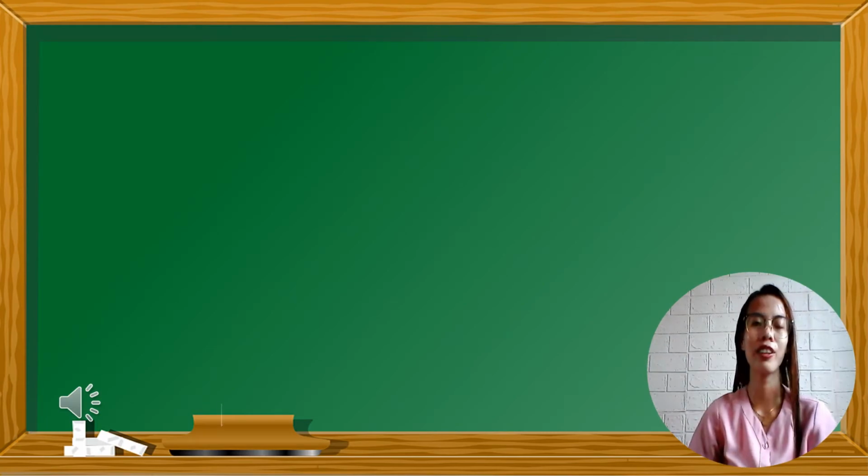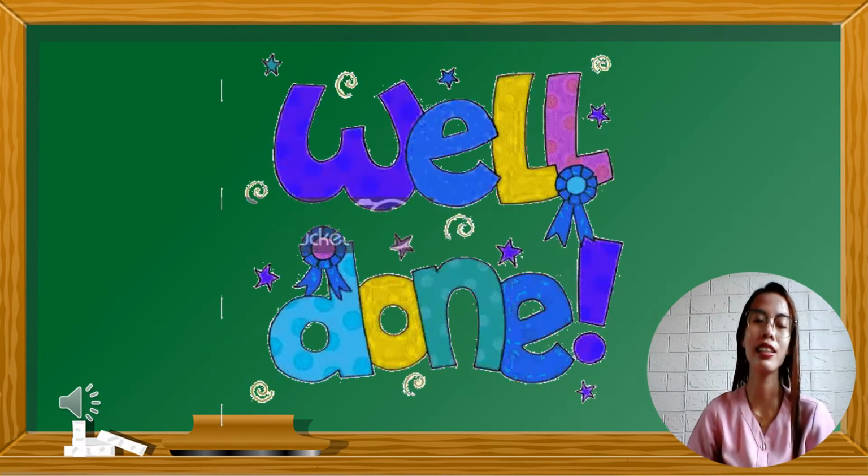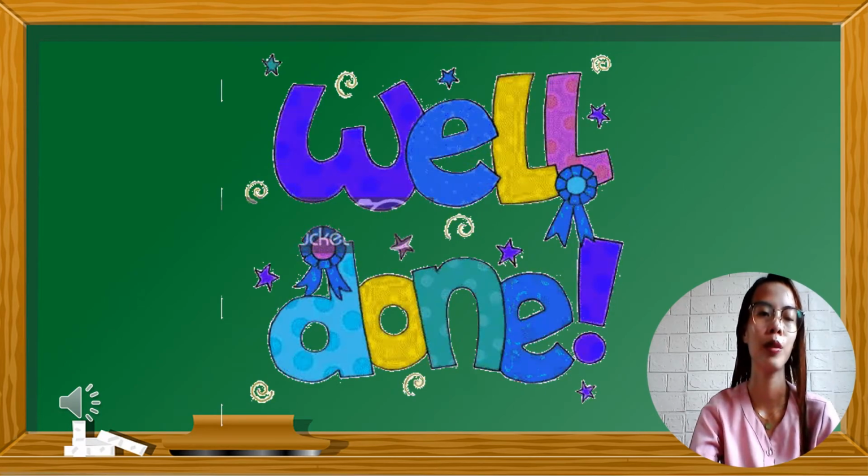Okay, so now that you already mastered our lesson last week, let's now move on to our new topic for today. So first, let's have a short activity. All you have to do is to describe the picture that I will present, based on your observation. Okay, so let's start. First picture. What can you say about this picture?